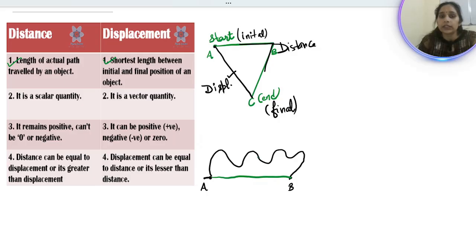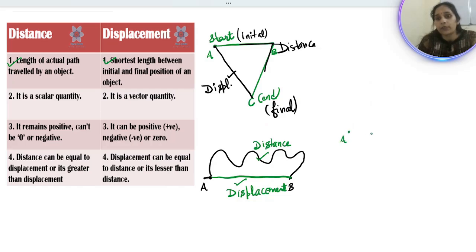As we can see here, this is the longest path, the actual path. This path is known as the distance traveled by an object, and this is the shortest path. This is known as the displacement done by the object.